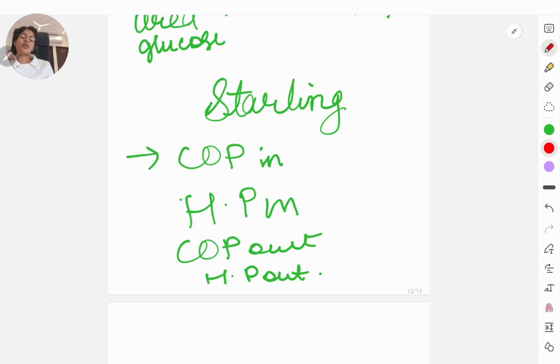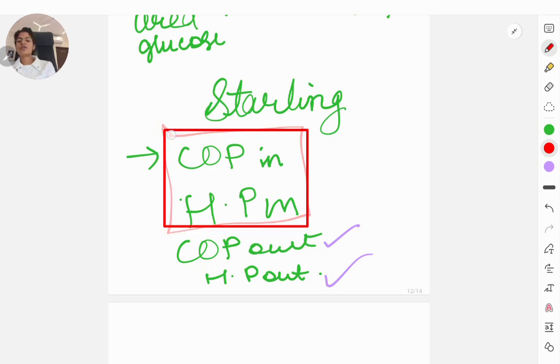Now here again one more came, that among the Starling forces, the colloidal osmotic pressure outside and the hydrostatic pressure outside are almost of the same value and opposite in direction, thereby they cancel out each other. They're just like 2 to 3 mm of Hg. So the thing we are having with us is just colloidal osmotic pressure inside and hydrostatic pressure inside.